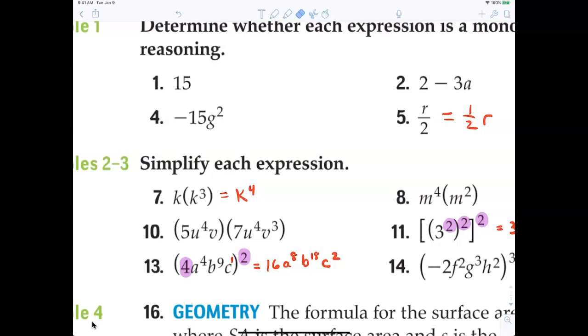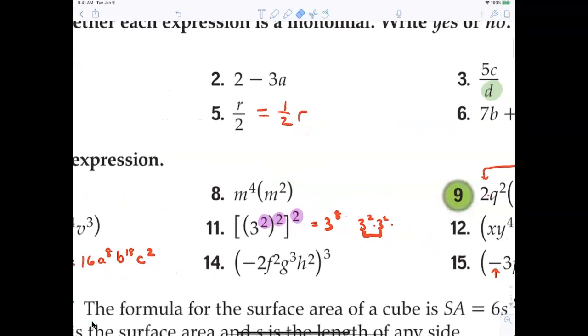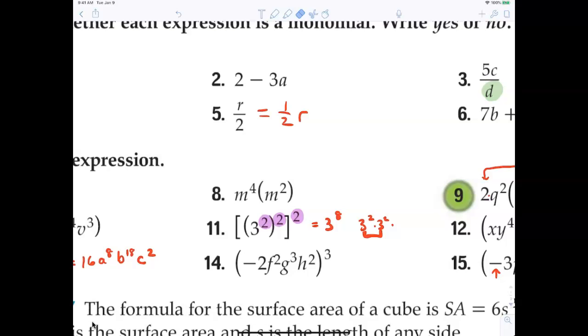Yes. Yeah, obviously, it's one term. All right. Number 2, is that a monomial? No. No, it's probably called a what? It's called a binomial because the subtraction separates how many terms? 2 terms. Monomial is one term, binomial is 2 terms. Good.